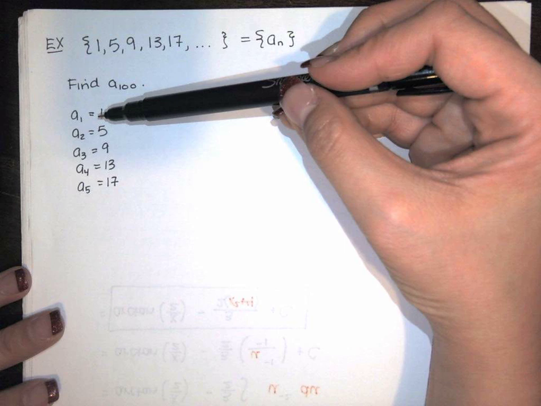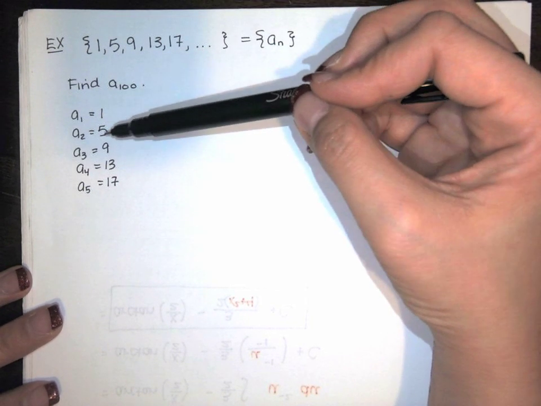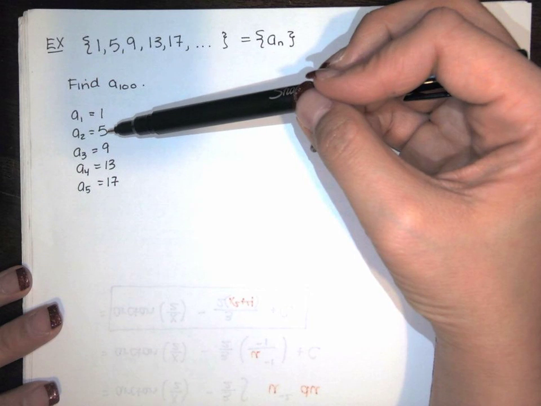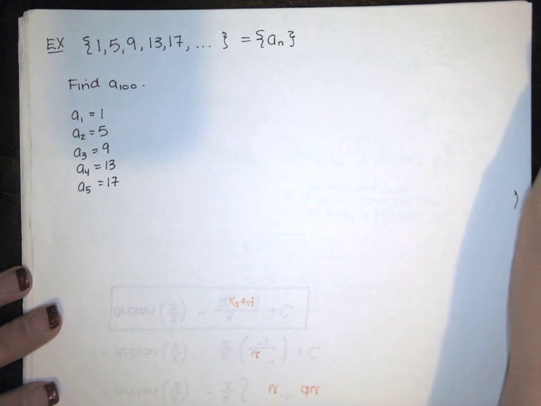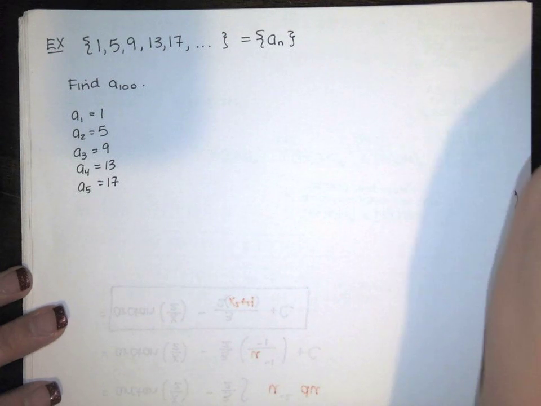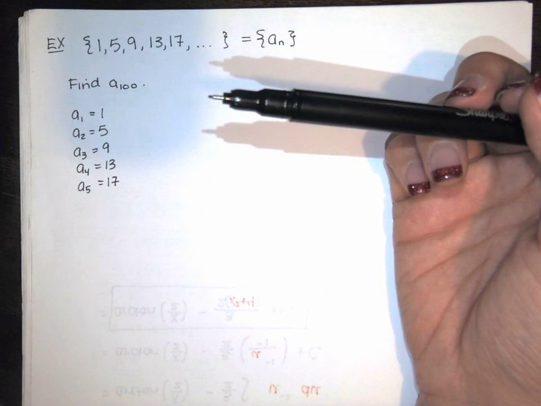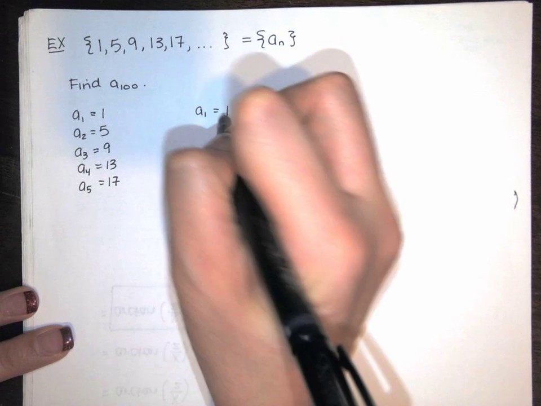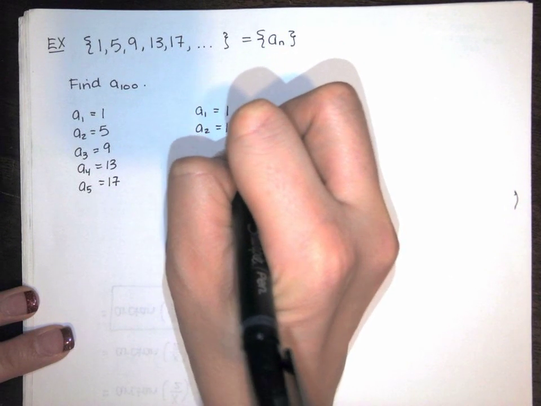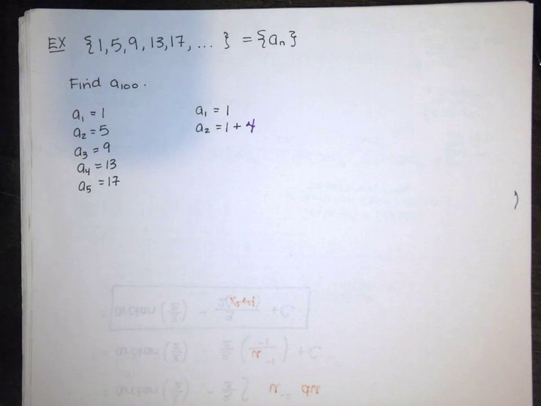Well, one way that I could get from a sub 1 to a sub 2 is to just multiply by 5. 1 times 5 is 5. Ask myself, well, does 5 times 5 equal 9? No, so that's not going to work. So I've got to try something else. How else can I get from 1 to 5? I hope you said to yourself, just add 4. Okay, that's a good idea. So a sub 1 was 1, and a sub 2 was 1 plus 4. That's good, and that simplifies to 5.